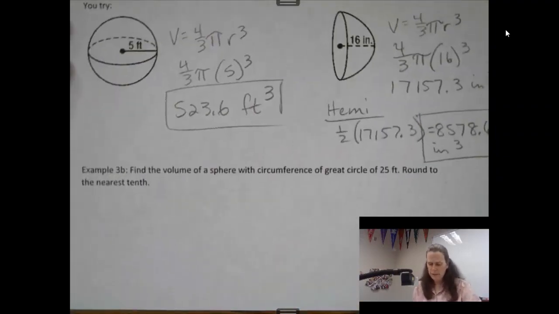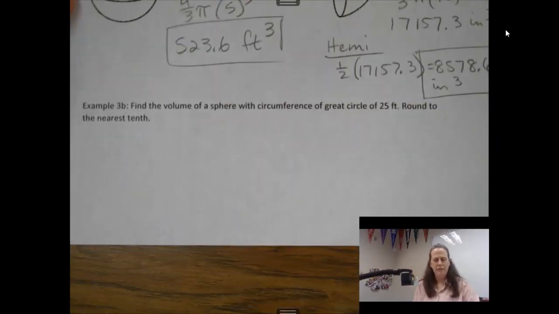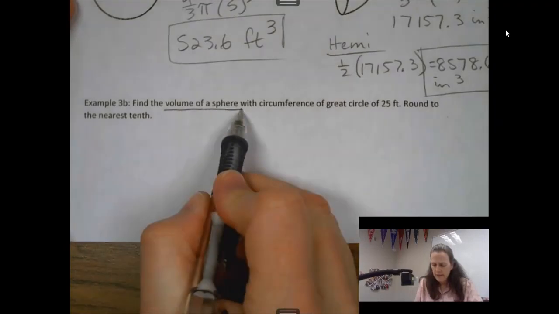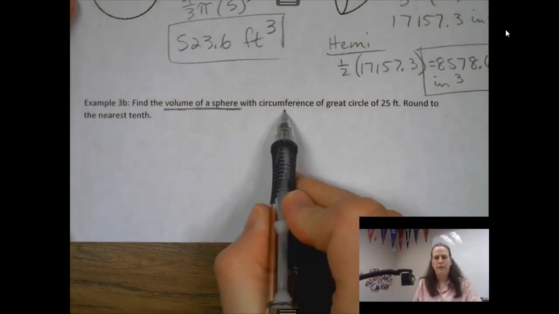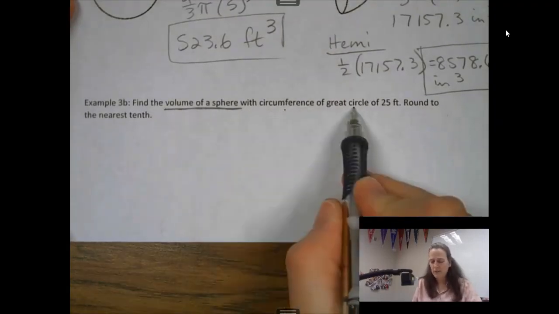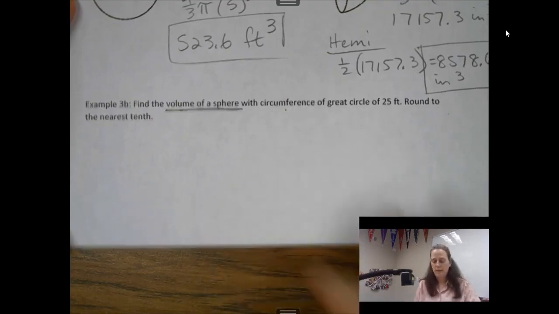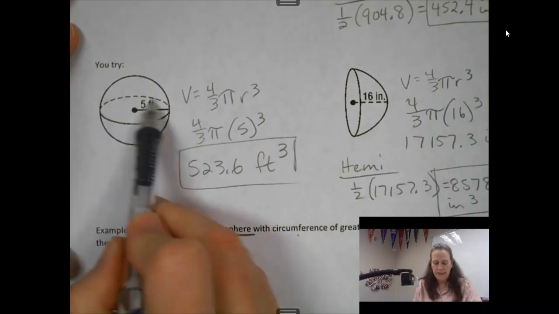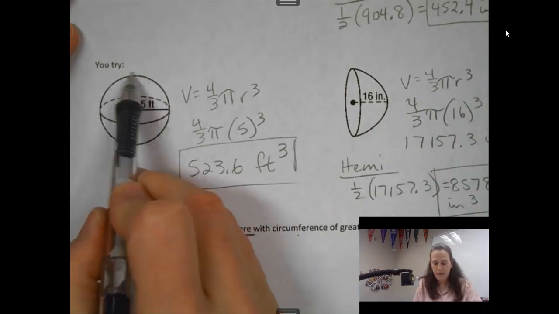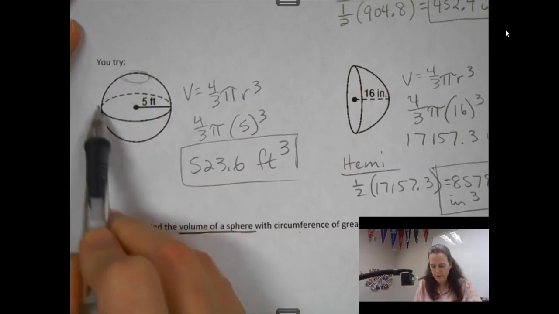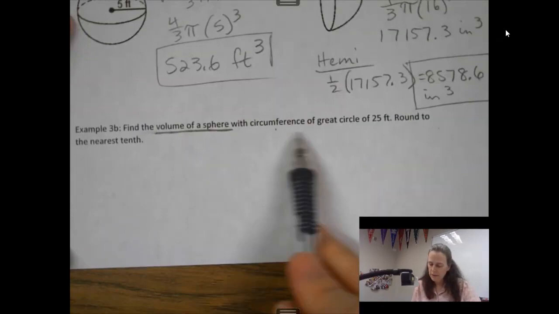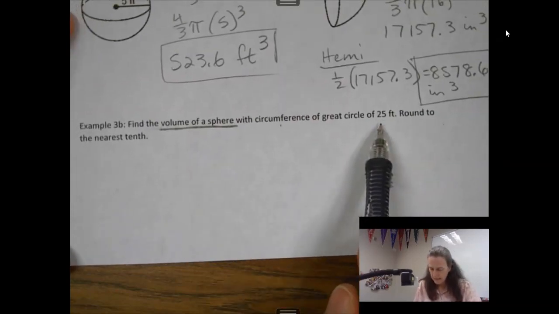All right, let's do one with some words in it and see if we have enough of a grasp of this concept that we can throw words in there. Find the volume of a sphere with a circumference of great circle, which just means the fattest part. The circumference of the great circle means they took the very center of it. They didn't take a little circle up here, the circumference at the tippy top. They found the circumference down around that very fattest part. A circumference of 25 feet.